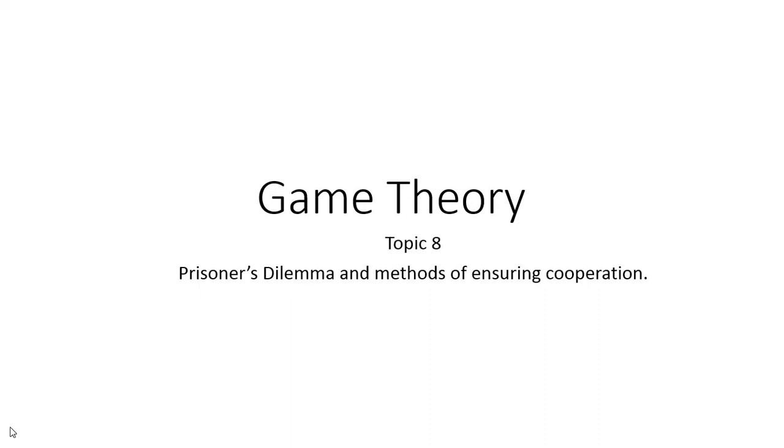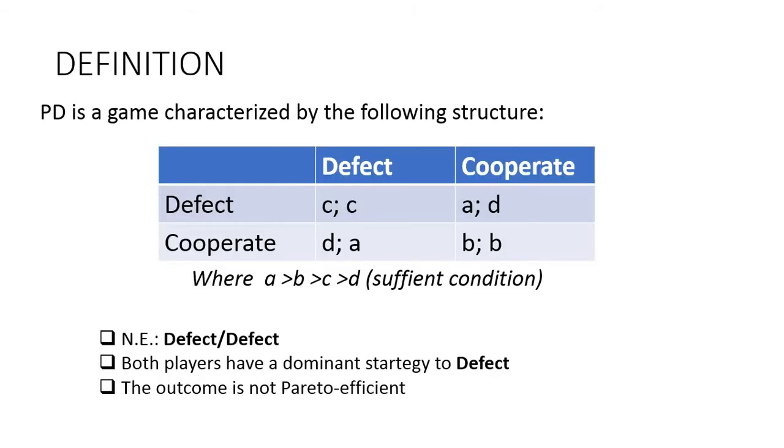Hi, so this video is devoted to the next topic, which is prisoner's dilemma and methods of ensuring cooperation in prisoner's dilemma game. So first we have to start with a definition. Every prisoner's dilemma is characterized by the following structure. Two players have to make decisions simultaneously, which means under strategic uncertainty, having no information about the decision made by the other player, and they have two available strategies, which are defect and cooperate.